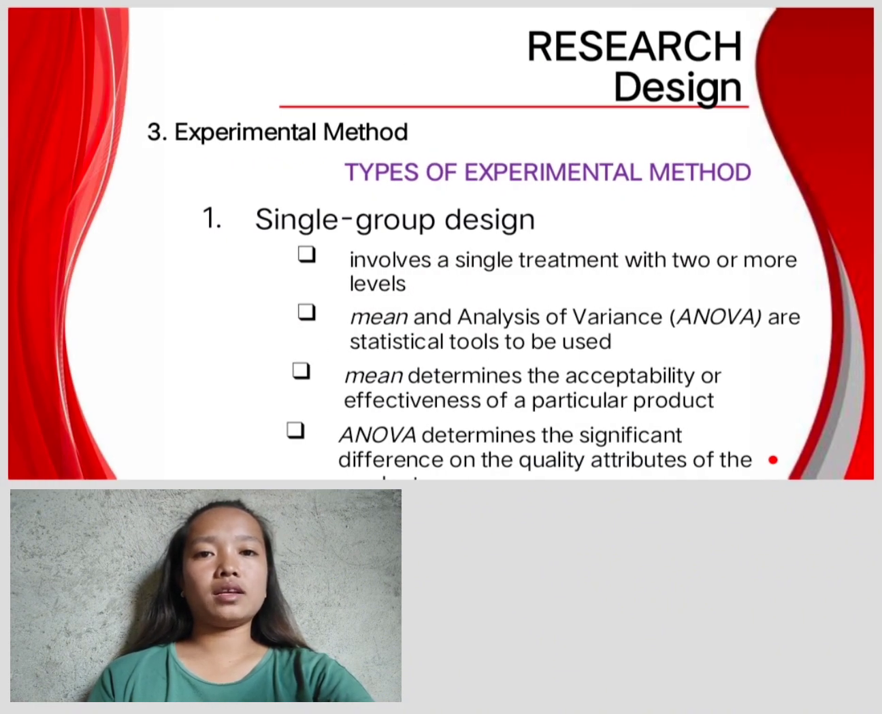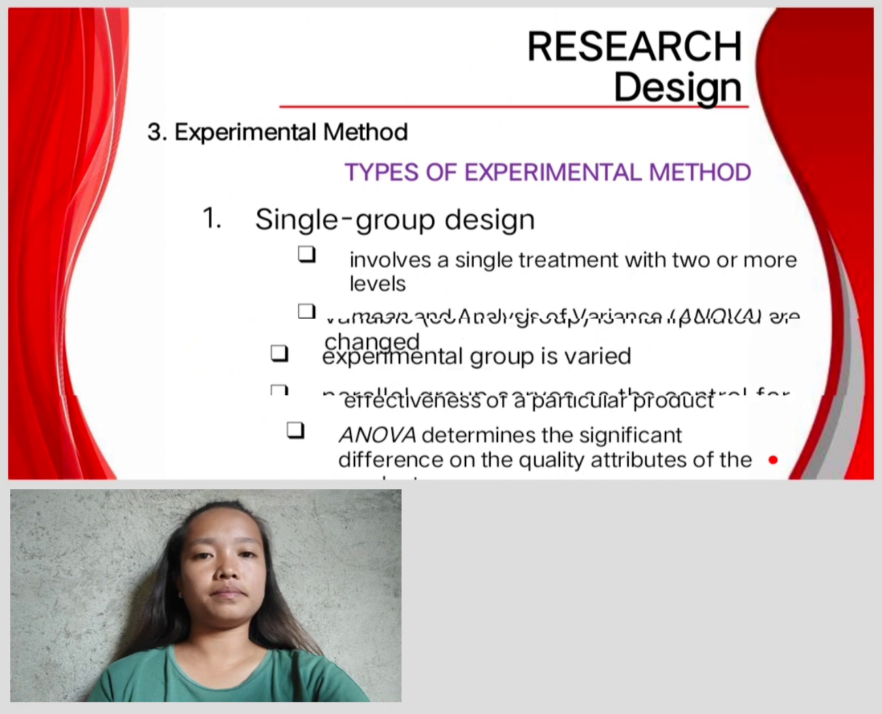Single group design involves a single treatment with two or more levels. The mean and analysis of variance, or ANOVA, are the statistical tools to be used. The mean determines the acceptability or effectiveness of a particular product. ANOVA determines the significant difference in the quality attributes of the product.